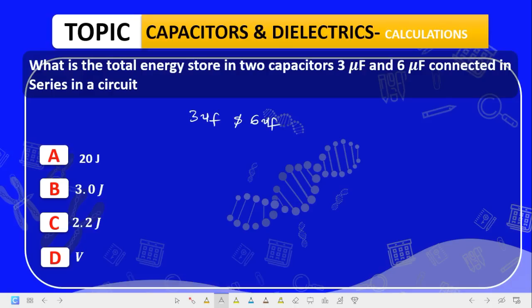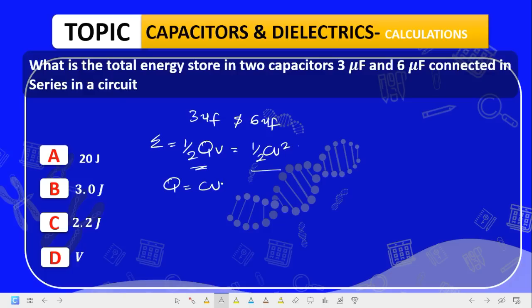Connected in series in a circuit. Now, if they are connected in series, first of all, we said the total energy E is what? Half QV, which is also equal to half CV square. Now, how did we go from here to here? We said that Q is equal to what? CV, right?